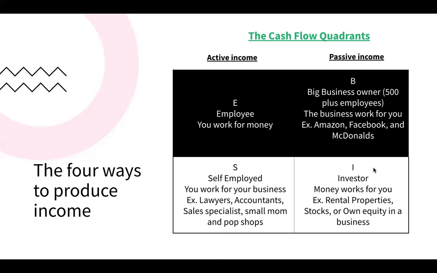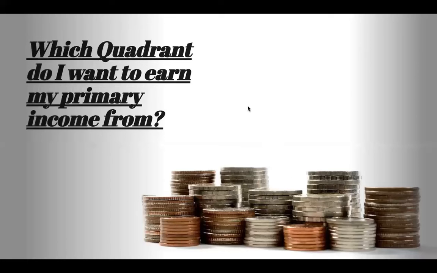So the cash flow quadrants is a simple concept to understand, and Robert Kiyosaki purposely made it that way. The question you want to ask yourself is, which quadrant do I want to earn my primary income from? The reason why this is an important question to ask is because each quadrant defines and determines a different type of lifestyle, regardless of the amount of cash you earn.